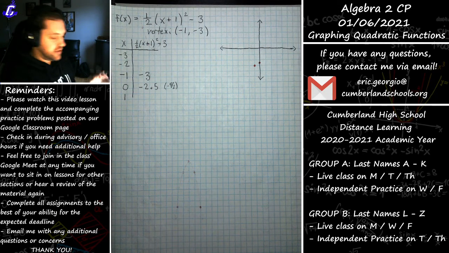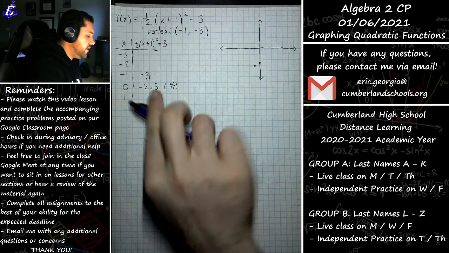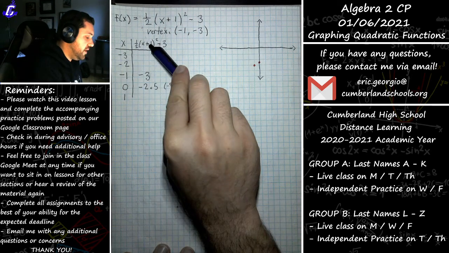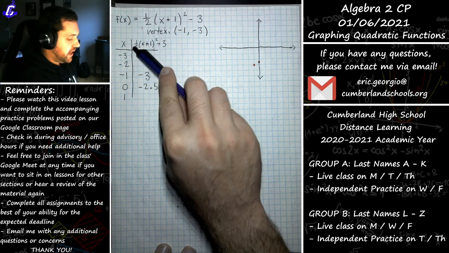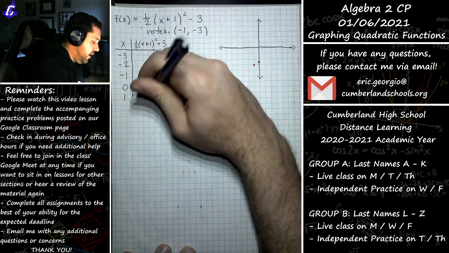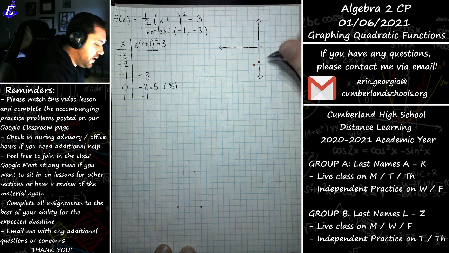That's definitely doable. 1 goes in. We would get 1 plus 1 is 2. 2 squared is 4. Half of 4 is 2, integers this time. Minus 3 is -1. So our last point would be at 1, -1 right here.